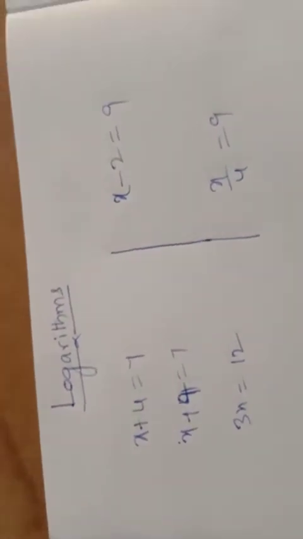If x plus 4 equal to 7, then find the value of x. X minus 2 equal to 9, then find the value of x. 3x equal to 12, then find the value of x. X by 4 equal to 9, then find the value of x. In these four cases, we find the value of x.